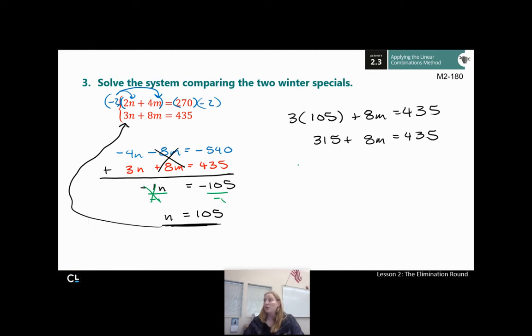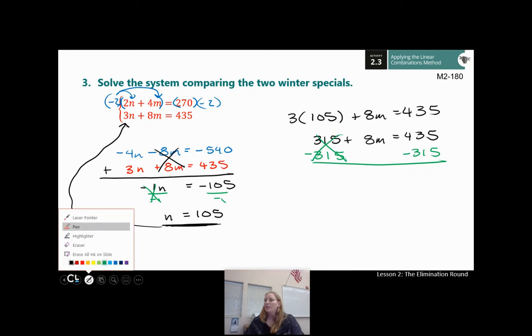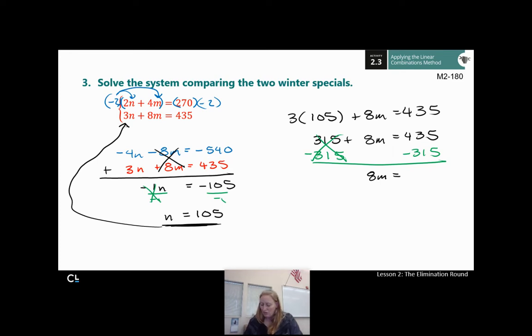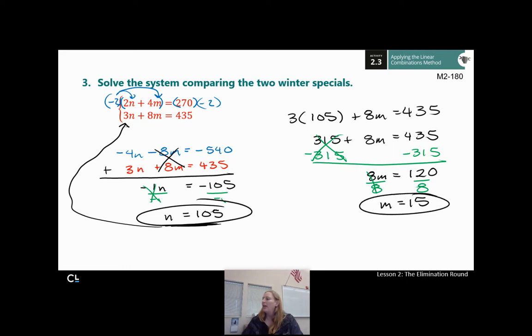I do need to get the m alone, so I'm going to go ahead and subtract 315 on both sides. That's okay, that's what we do. So I now have 8m, and let's see, 435 minus 315 gives me 120. And last but not least, let's go ahead and divide by 8. That cancels out. And now I have m equals 15. Yay! So I got n equals 105, m equals 15.